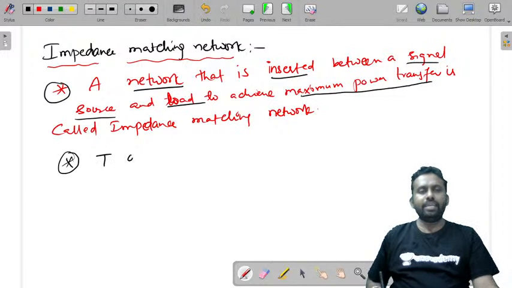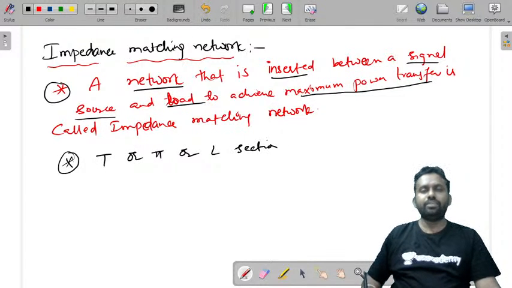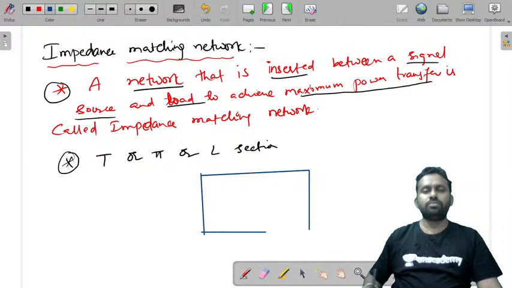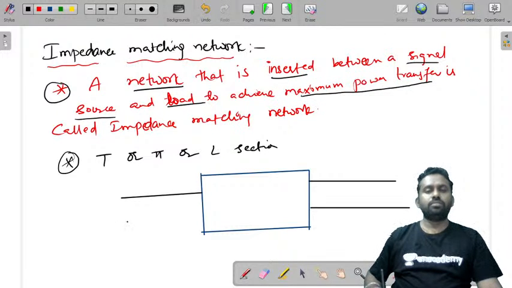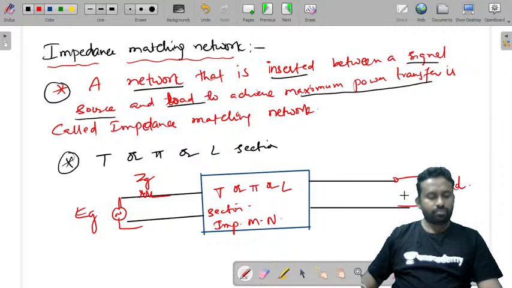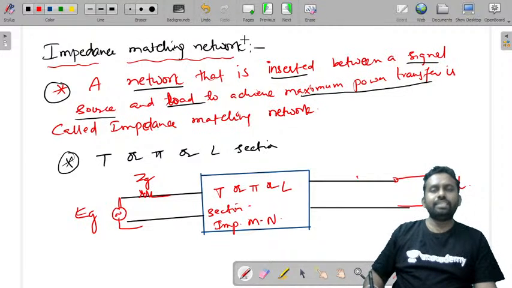And it can be a T type or a pi type or an L type section. Now let me try to represent that. So if this is the source where you are connecting the excitation EG, and it has some resistance ZG, and this is a T or pi or L section, that is an impedance matching network. And here you will connect a load to this network. Now let us consider this.